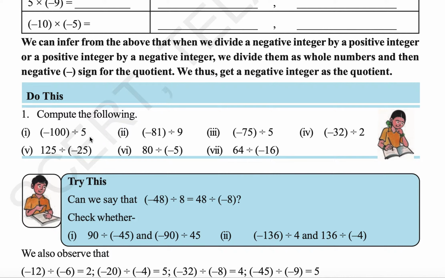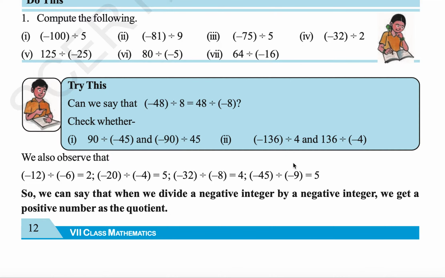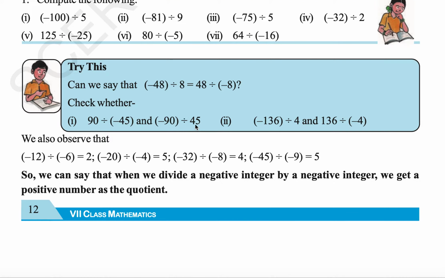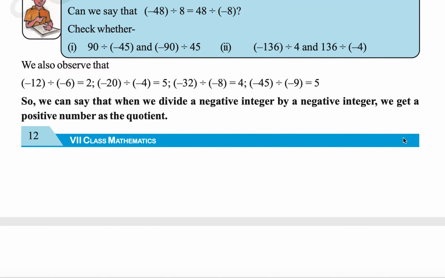100 by 5 is 20, minus 20, minus 9, so minus 15, minus 16, minus 5, minus 16, right, minus 4. Can we say that minus 48 by 8 and 48 by minus 8 are the same? Yes, they are the same. Check whether these are the same. Yes, they are the same. These are also the same.